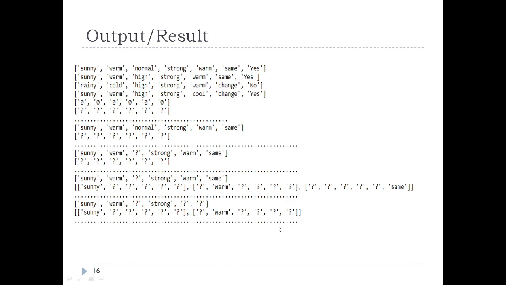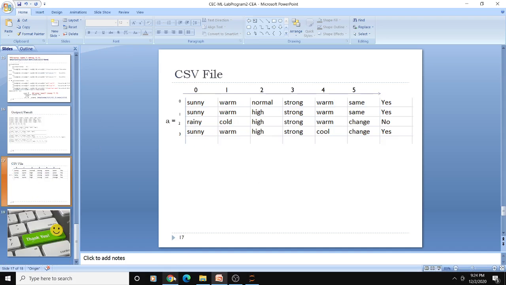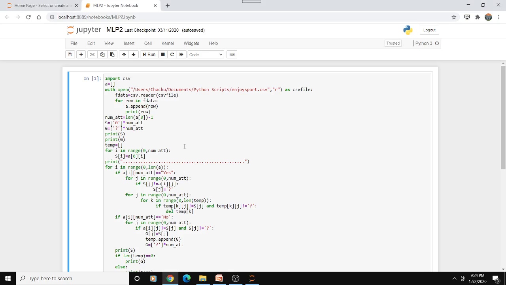So that is the output from this lab program. So these are nothing but the training examples, and this is nothing but the initial values, and these are each training example's specific hypothesis and general hypothesis. So this is a CSV file that we are considering for this particular program. So now we will go to the Jupyter notebook and we will execute this program.